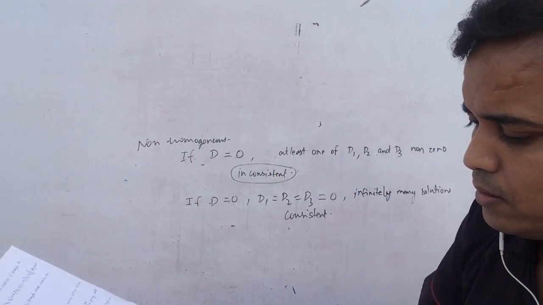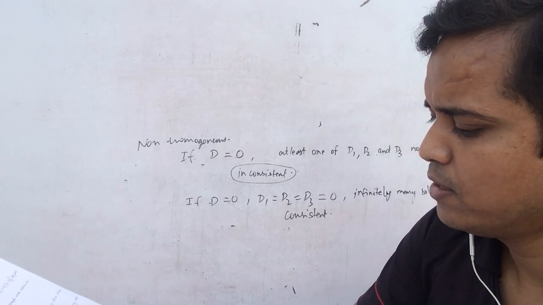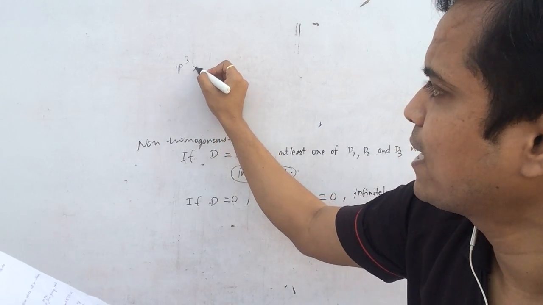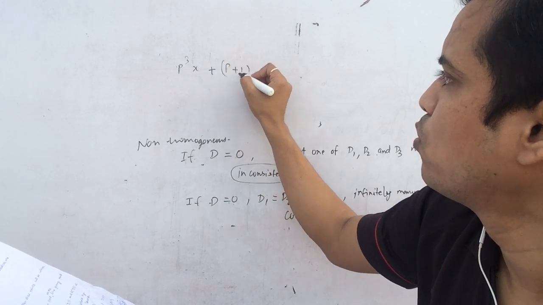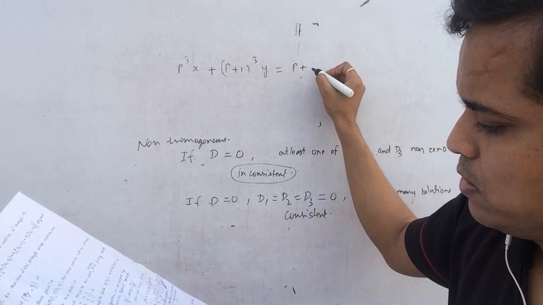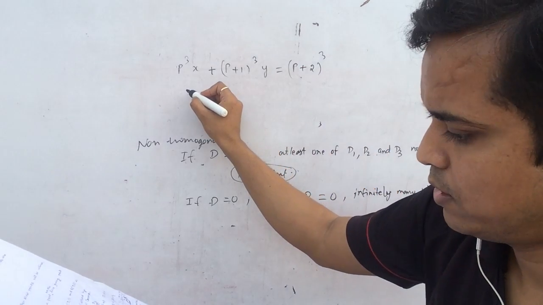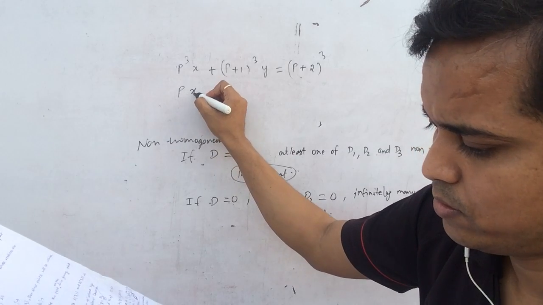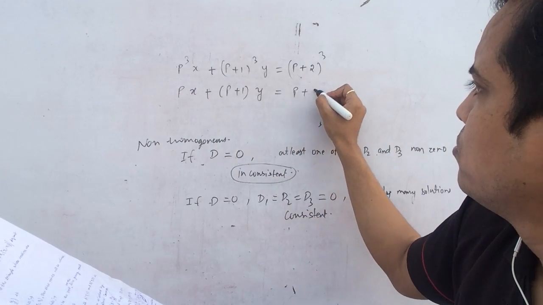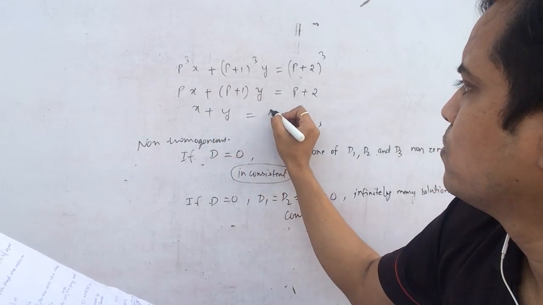Okay. For what value of p is the system of equations p cube x plus (p plus 1) whole cube y equal to (p plus 2) whole cube, and px plus (p plus 1) y equal to p plus 2, and x plus y equal to 1?